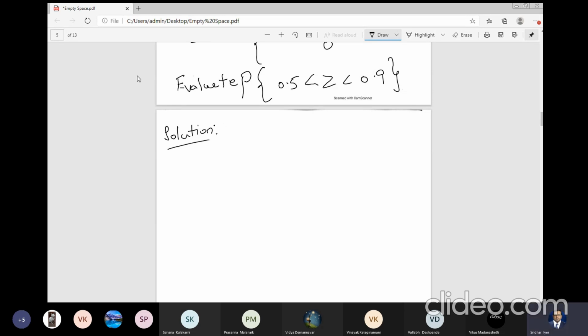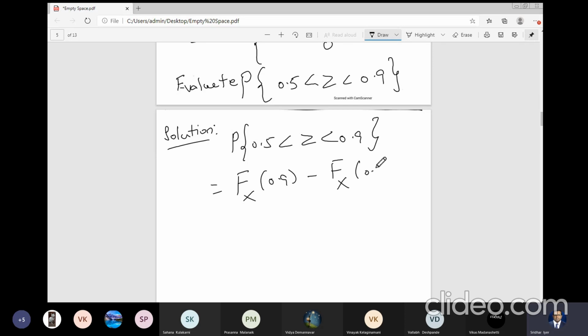Okay, so I'm hoping that you are able to do this. So now I'll proceed with the solution. We need to find the probability between 0.5 less than z less than 0.9. And to find this probability, this will be nothing but the CDF at 0.9 subtracted from the CDF at 0.5.